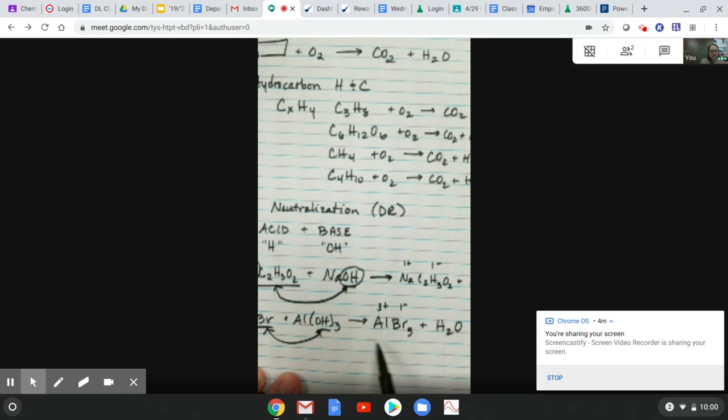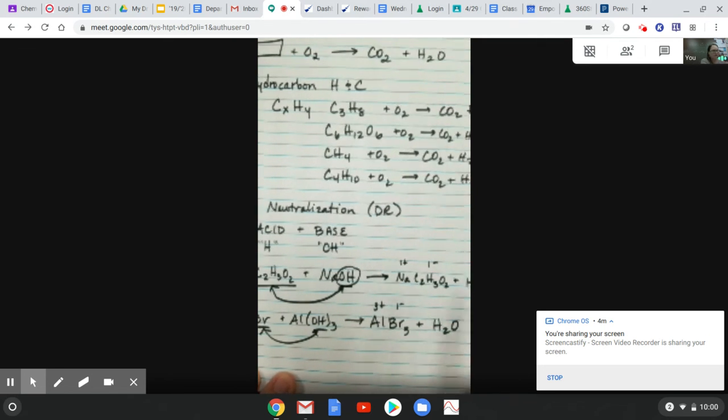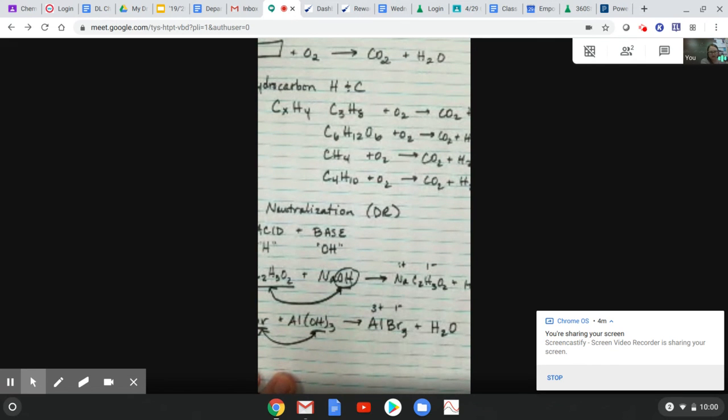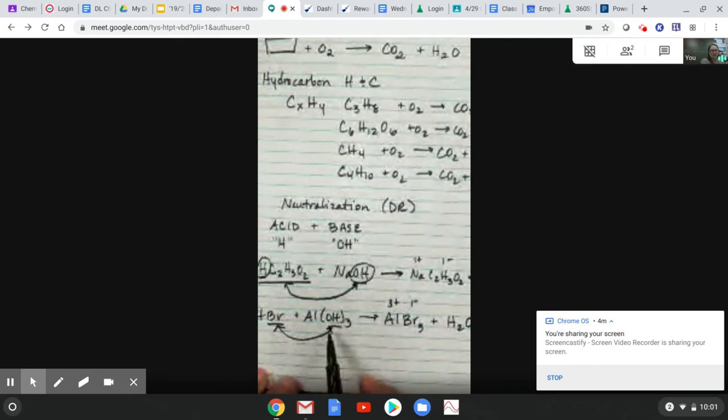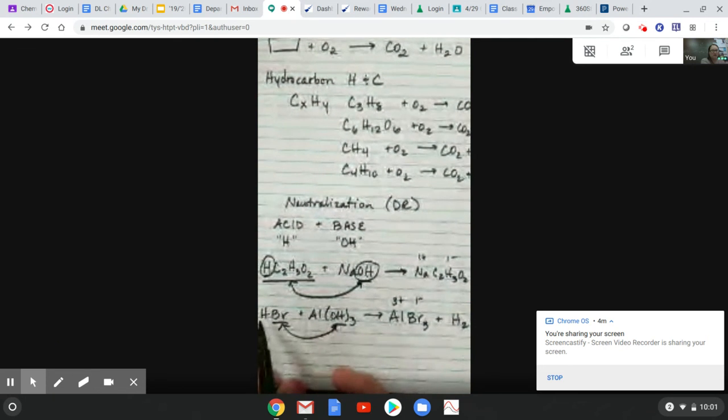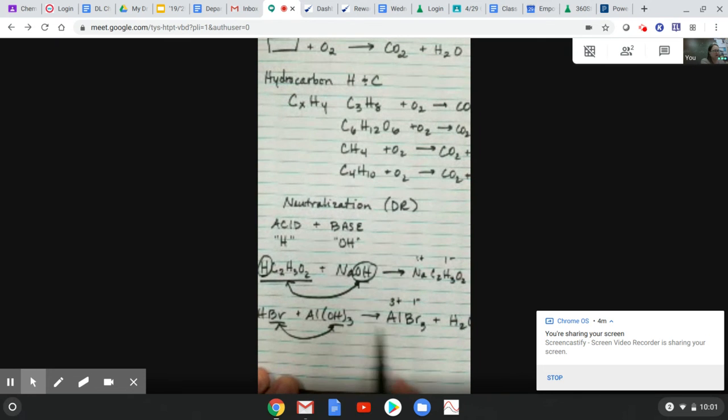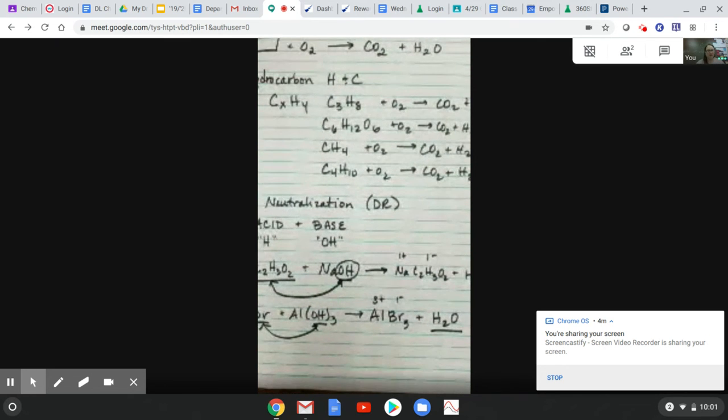And then you form this salt, this ionic compound between a metal and a nonmetal, or between something that is positively charged and negatively charged. So that's kind of the way to identify them. They're a double replacement reaction where you have a hydrogen and a hydroxide, and then you always are going to have a product of water. That's what makes it neutralization.